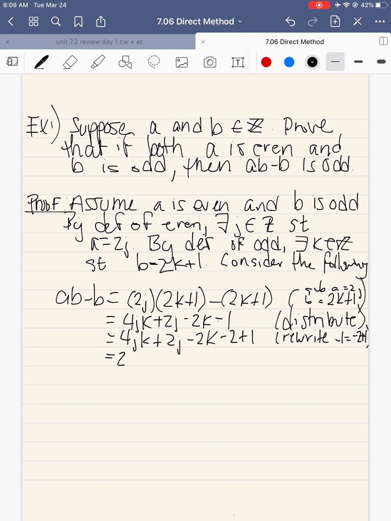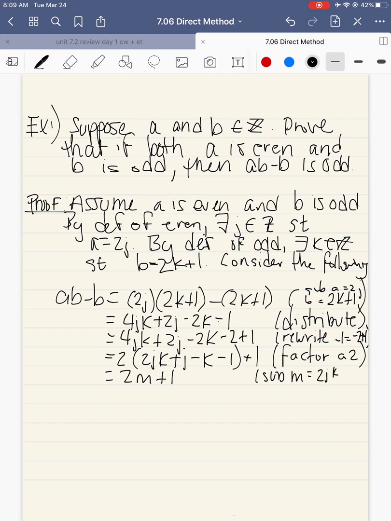So now we factor out a 2, and we're left with 2(2JK plus J minus K minus 1). And then I don't want to factor out a 2 from this last term because I want to be left with a plus 1. So just factor a 2. And now we can see, okay, so just like that trick we did before, we are left with 2M plus 1. And we can just sub M equals 2JK plus J minus K minus 1.